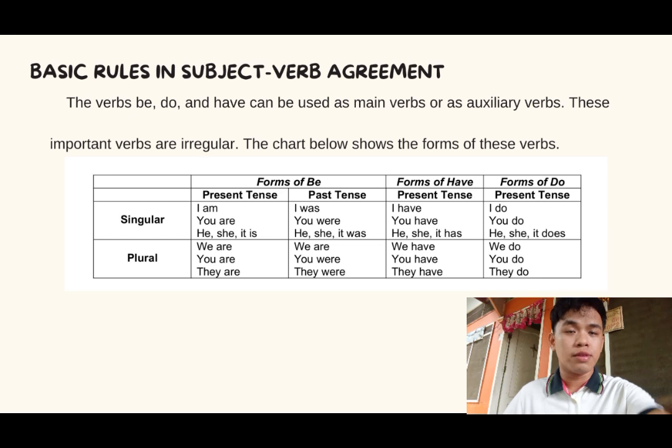For the forms of do, present tense, singular, I do, you do, he, she, it does. This means that if we are going to use he, she, and it in our sentence, we are no longer allowed to use do only. We need to add es to it. For the plural, they are all the same. They have the same verbs: we do, you do, and they do. So this chart provides a handy reference for ensuring proper subject-verb agreement when using these irregular verbs. These are irregular verbs. Let's proceed to the next slide.